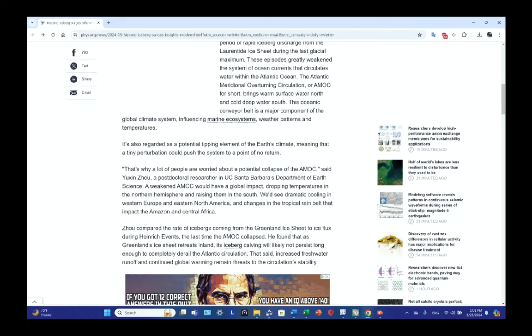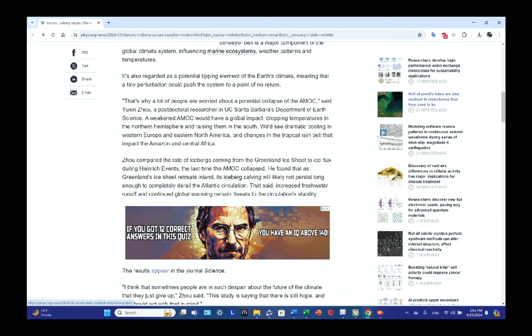And of course, AMOC brings warm surface water north, cold deep water south. This oceanic conveyor belt, a term coined by Wally Broecker, is a major component of the global climate system, influencing marine ecosystems, weather patterns, and temperatures. It is also regarded as a potential tipping element of the Earth's climate, meaning that a tiny perturbation could push the system to a point of no return.